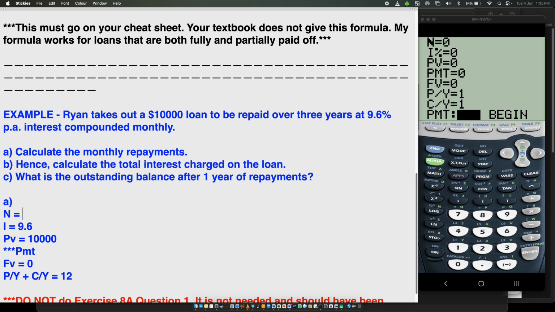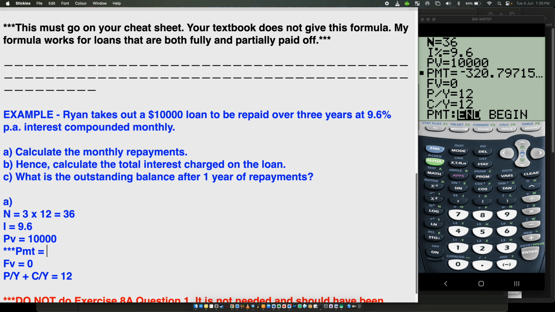Because I've decided that, I can now work out what N is. It's 3 years compounding monthly, so what am I going to times? 3 times by 12, which is 36. Remember, you can do math in the calculator. 3 times by 12. N is 36, PV is 10,000, FV is 0, and I just need to make PY and CY 12. So alpha, enter on PMT.